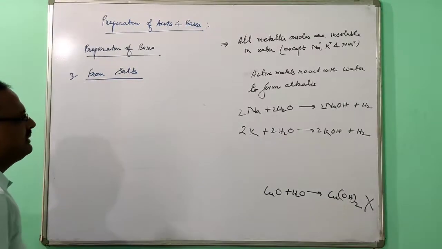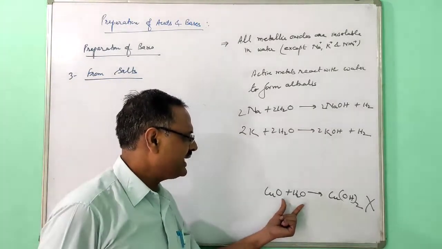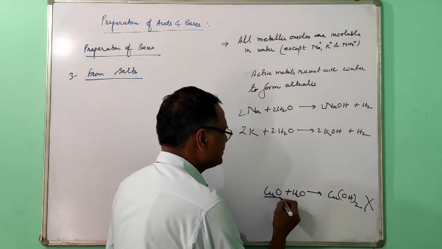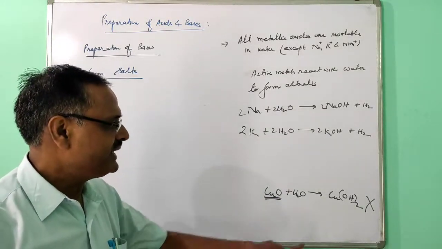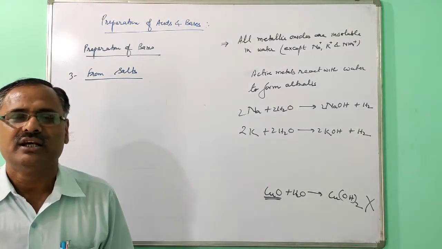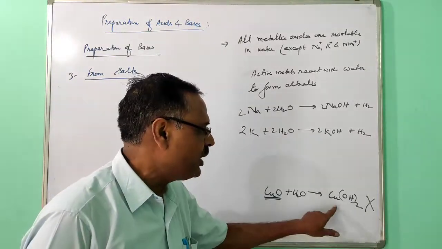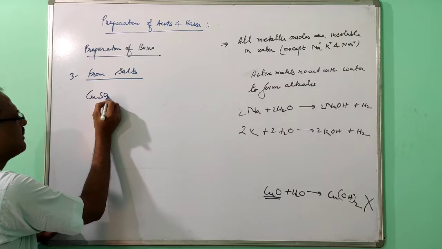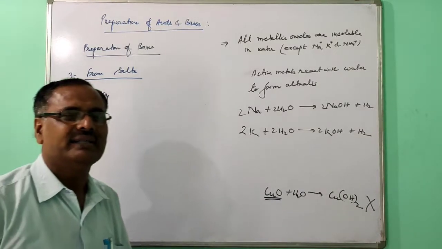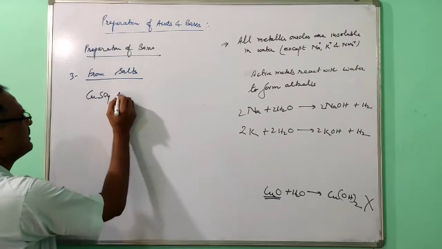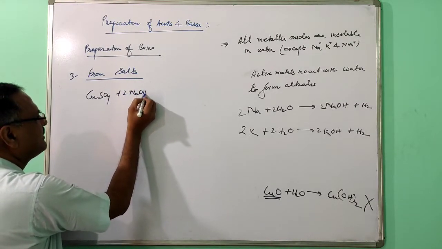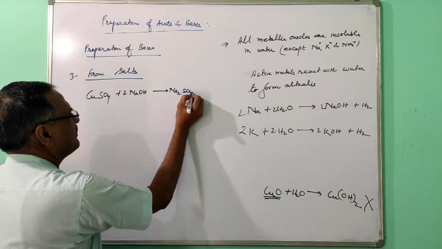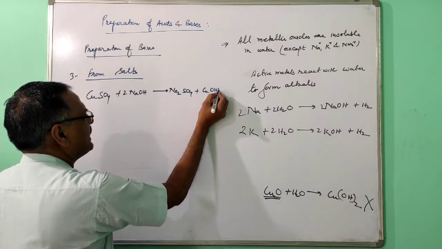I have given you the example that copper oxide you cannot prepare directly by dissolving in water. What is the reason? Because copper oxide is insoluble. But suppose you want to prepare copper hydroxide base, so what will you take? Take a soluble salt of copper. The soluble salt of copper is copper sulfate, and react it with a strong alkali, either sodium hydroxide or potassium hydroxide. I am taking sodium hydroxide, that will precipitate the copper hydroxide. So this will form sodium sulfate and copper hydroxide.